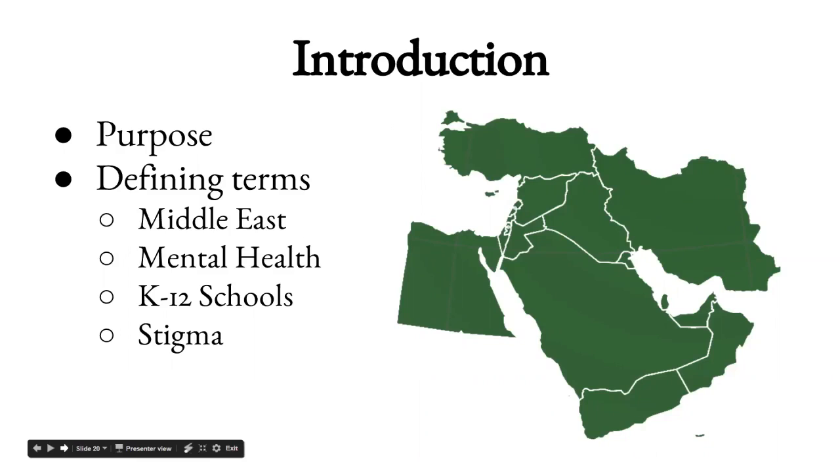When I talk about mental health, I'm referring to emotional, psychological, and social well-being. And in K-12 schools in the Middle East, this includes public and private schools. Private schools are extremely common and still subject to all of the same governmental regulations and oversights as public schools are. And then when I talk about stigma regarding mental health, I'm talking about the devaluing, disgracing, and disfavoring by the general public of individuals with mental illnesses. Next slide, please.